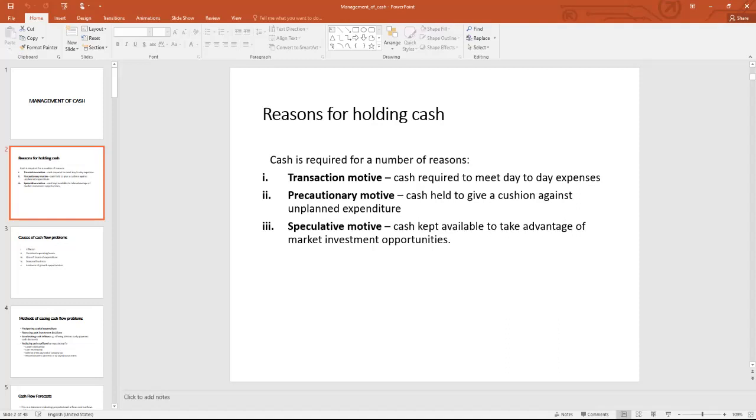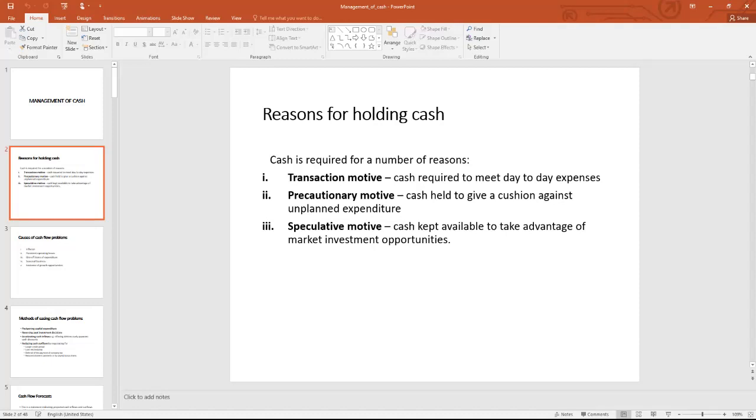Therefore, you want to ensure that you can keep cash. For example, if the government of Kenya wants to issue very lucrative treasury bills and bonds, can you invest in those bills and bonds? You can only do so if you have cash. That's what I'm saying here: you want to keep cash to speculate, to take advantage of the market opportunities that the market can avail to you. That's the reason for holding cash.